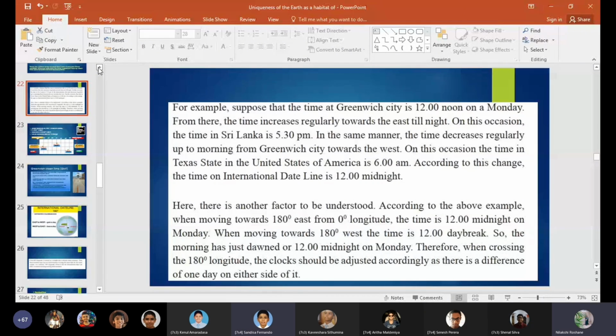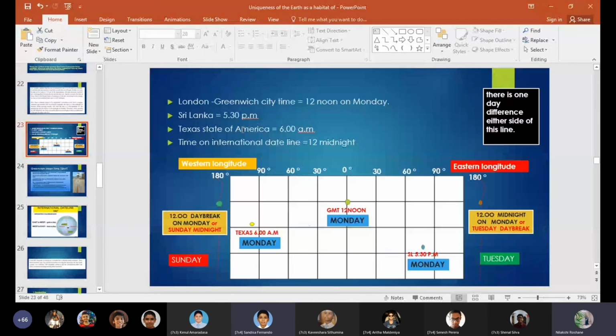In Sri Lanka, it's 5:30 p.m., right? Yes, teacher. On Monday or Sunday? Now they are telling that it's 12 noon on Monday, no? Yes. So that 5:30 p.m. is going on to Monday or Sunday? Yes, it's Monday. So I'm going to explain it to you. Listen to me very carefully.